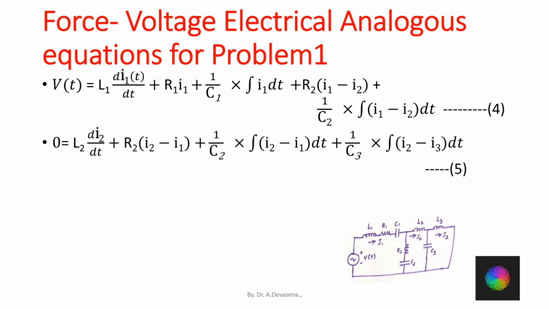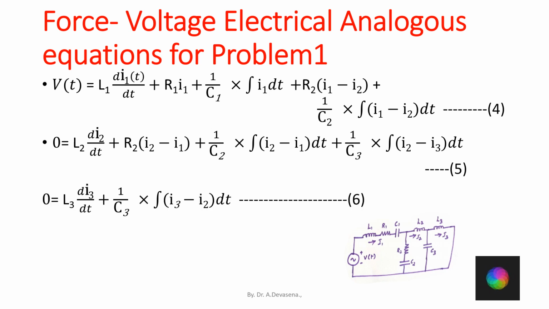The next force voltage analogous equation for the equation 2 is 0 is equal to L2 di2 by dt plus R2 into I2 minus I1 plus 1 by C2 into integral of I2 minus I1 dt plus 1 by C3 into integral of I2 minus I3 dt. This is the force voltage analogous equation for the force balance equation 2. Consider this as equation 5. The force voltage analogous equation for the force balance equation of equation 3 is 0 is equal to L3 di3 by dt plus 1 by C3 into integral of I3 minus I2 dt. This is equation 6. That is, the equation 6 is the force voltage analogous electrical equation for the force balance equation 3.